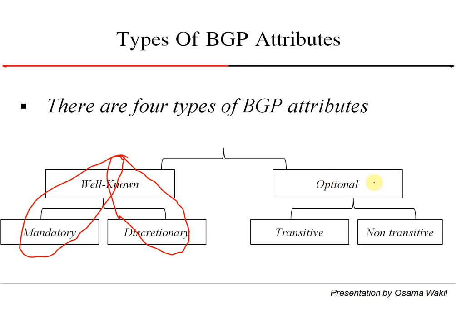Optional attributes are those which some BGP speakers don't know. There are two types of optionals. Optional transitive are those which, once the BGP speaking router receives it, it is going to pass on to the neighboring routers. Non-transitive means that it is not going to pass it on to the neighboring routers. So we have four types: well-known mandatory, well-known discretionary, optional transitive, and optional non-transitive.